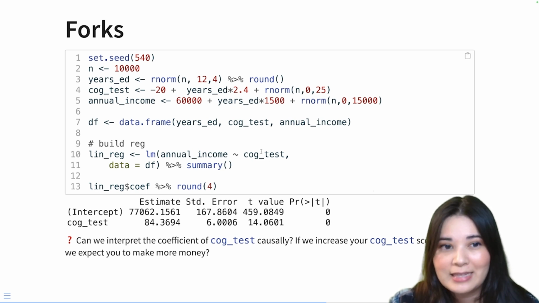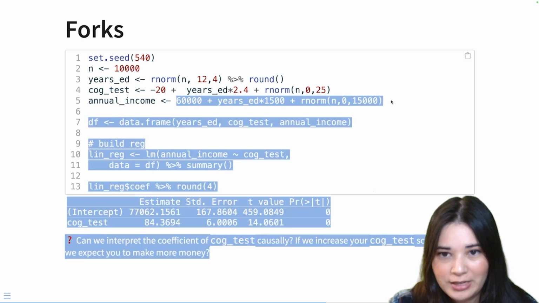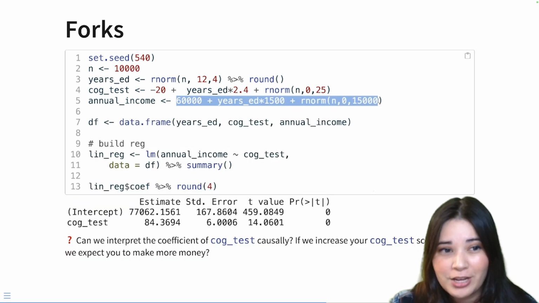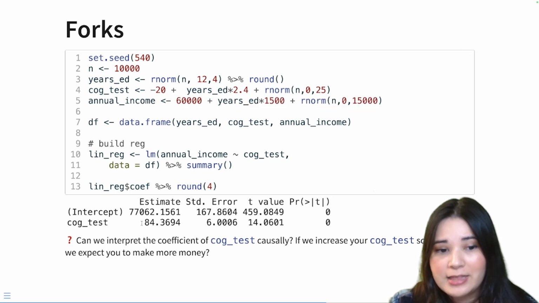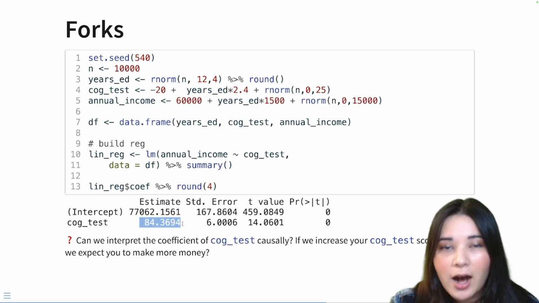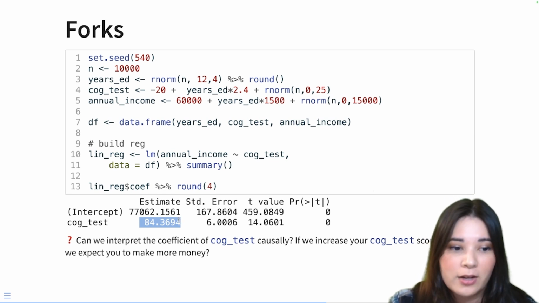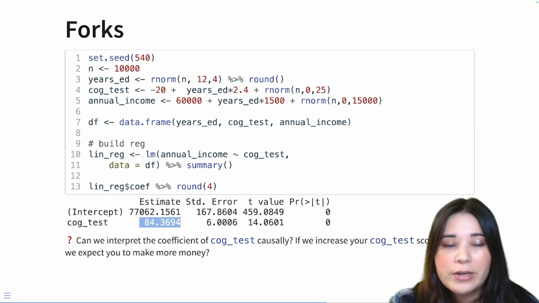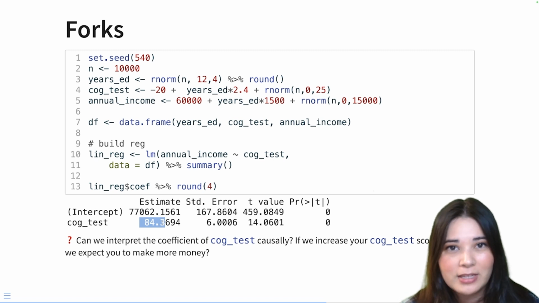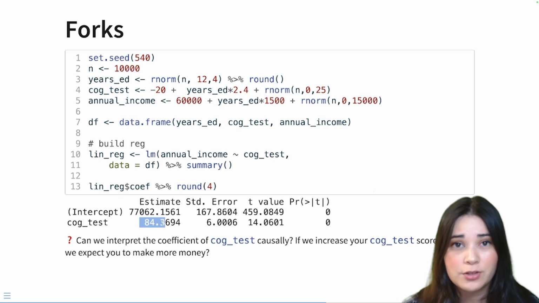Now, because we simulated the data, we know that the effect of cognitive test scores on annual income is 0, because when we generated annual income, we didn't use any information about cognitive test scores. However, our linear regression model says that there is a statistically significant positive coefficient for cognitive test scores. It says that every time cognitive test scores increase by 1, we expect your annual income to increase by about $85. Now, it might be tempting, if you've ever done a model like this, to interpret the coefficients causally.